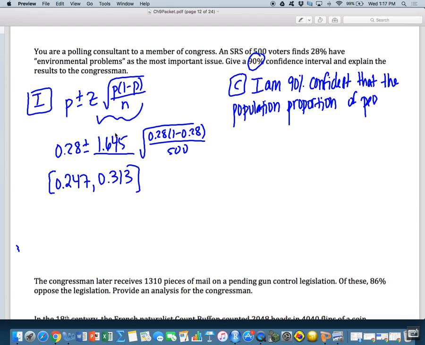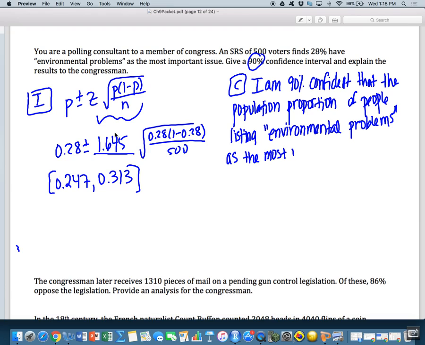of people listing environmental problems, the population proportion of people listing environmental problems as the most important issue, is between 0.247 and 0.313.